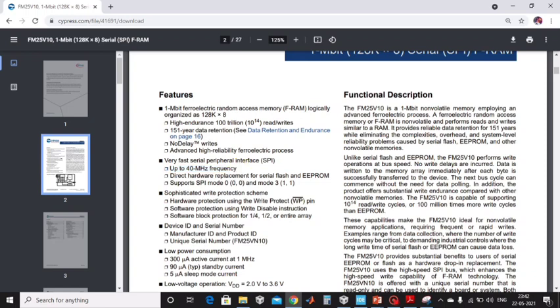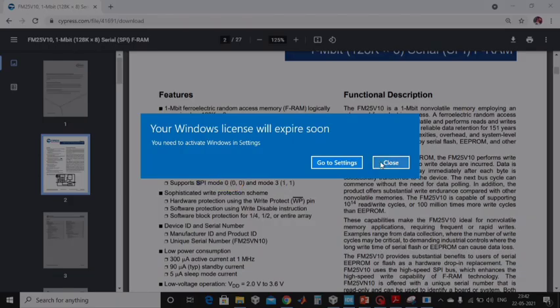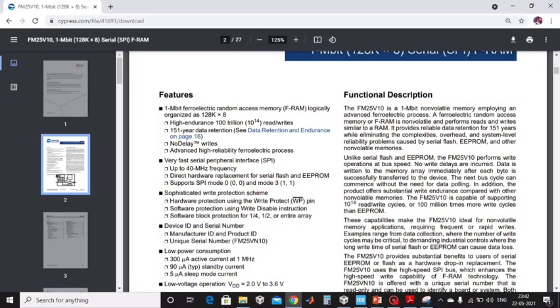As I have told, this parameter is very easy to find out, and also the SPI modes are specified in this document. So this memory IC supports SPI mode 0 and SPI mode 3. So this device supports both of these SPI modes.